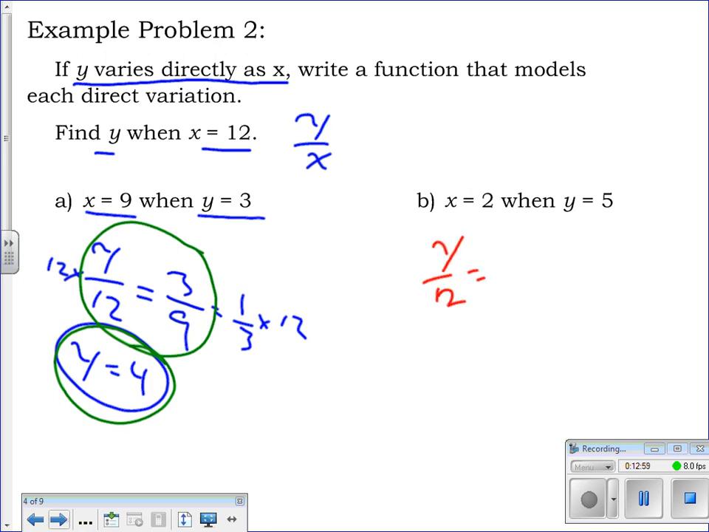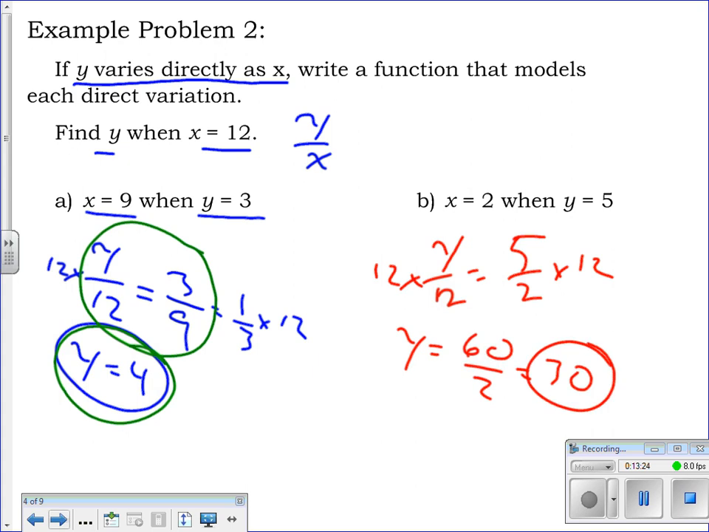Same xy to start with here. Y over 12 is equal to 5 over 2. I can't reduce. So basically, hey, multiply both sides by 12. Y equals 60 over 2, which is 30.